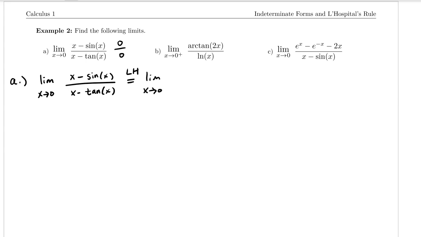The derivative of the numerator is 1 minus cosine of x, and the derivative of my denominator is 1 minus secant squared x. Right now, if I evaluated secant squared x and plugged in 0, that's going to give us 1, and that would mean our denominator would be 1 minus 1, which is equal to 0, and we don't want that. However, hopefully you remember from trig that we have one of our Pythagorean identities, and it turns out 1 minus secant squared x is equivalent to negative tangent squared x.